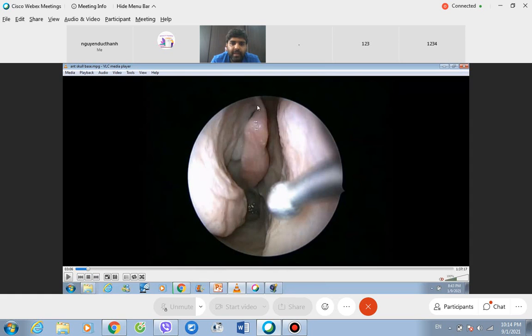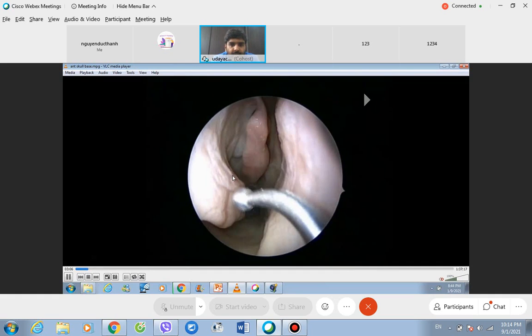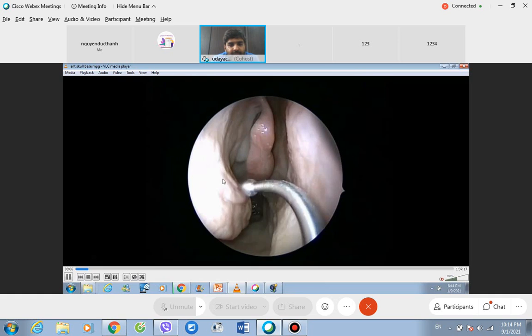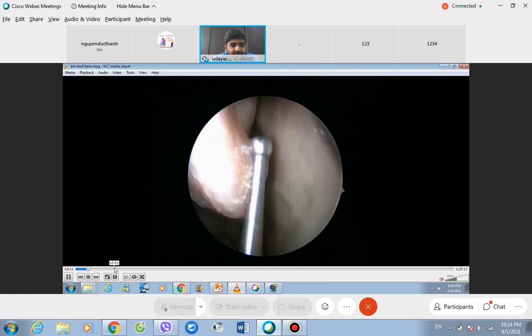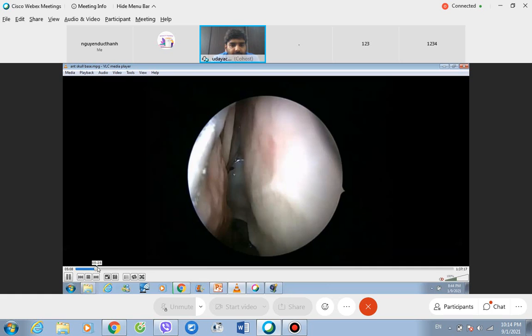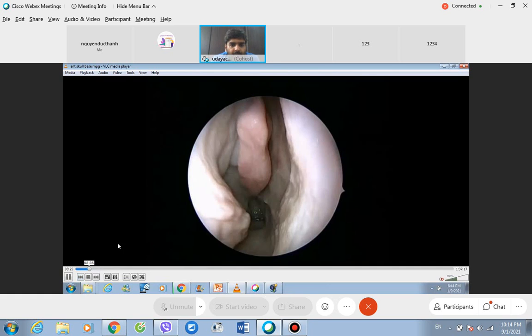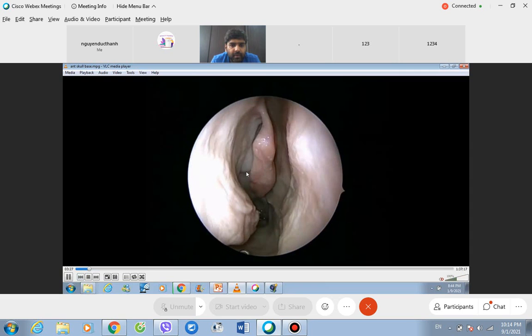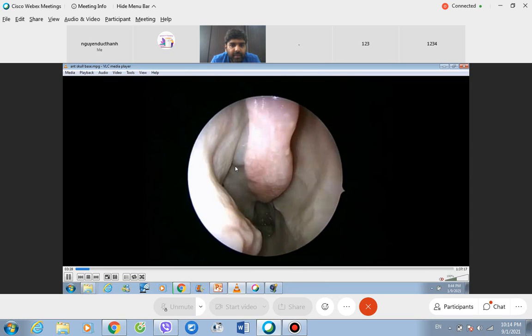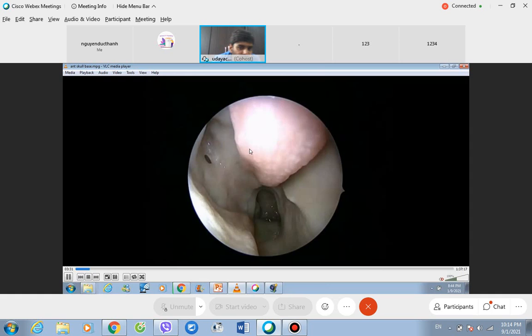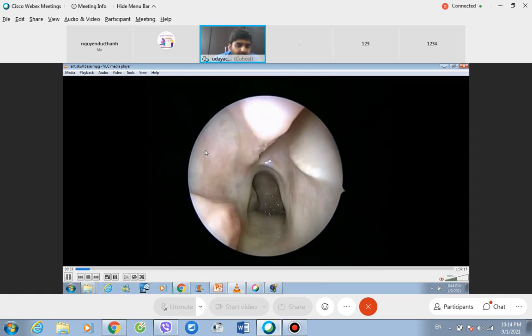The first part of the middle turbinate is in the sagittal plane, and gradually it turns and attaches to the lateral wall. This is the first part. The second part will be seen once the dissection is started, and the posterior part is seen somewhere. This is the anterior part, middle part, and this is the posterior part where it is attached to the lateral wall.